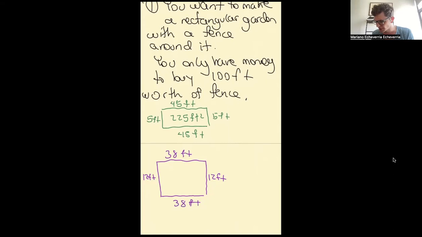what you want is these two sides to add to 50, and so 50 and 50 gives you 100. And what's now the area that this encloses? You would do 38 times 12, and then you get 456 square feet. Is that making sense?